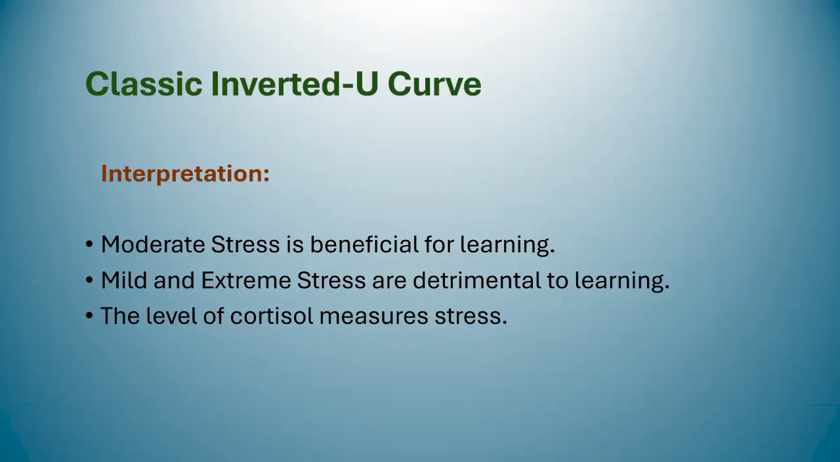The level of cortisol measures stress, that we already know. So, without stress, we cannot show any progress. Moderate stress is a must for showing any type of progress. Classic inverted U curve.